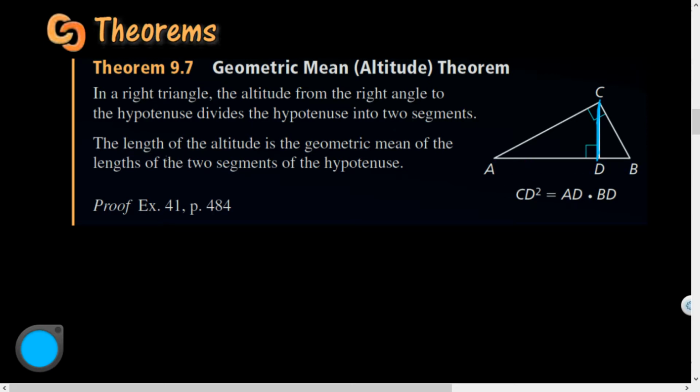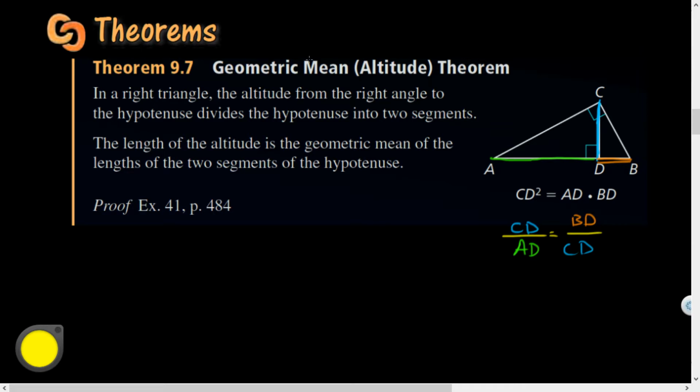Okay. It says then that the length of the altitude is the geometric mean of the lengths of the two segments of the hypotenuse. All right. So they say that the other way we could set this up is CD over AD. Let's see. CD over AD is going to be the same as BD over CD. Little geometric mean sort of situation here. Right? That's what they're claiming.